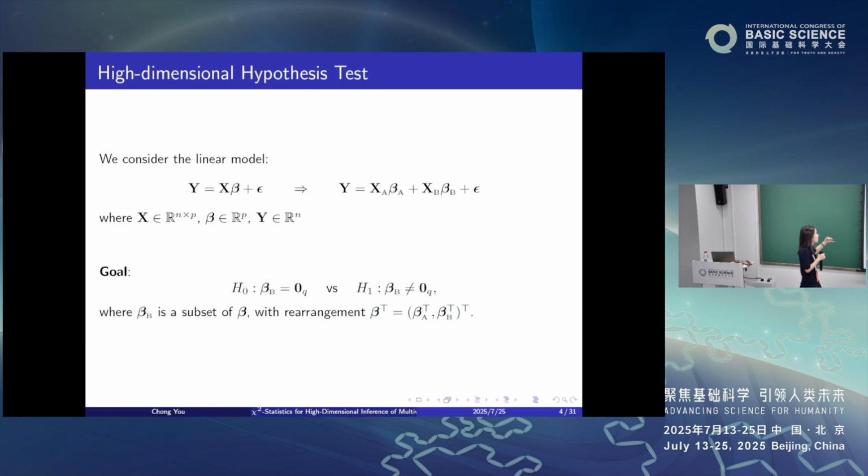So we can rewrite this linear model into this one here. And now our goal can be written in a mathematical way: what we want to test is whether the coefficient beta B is zero or not.